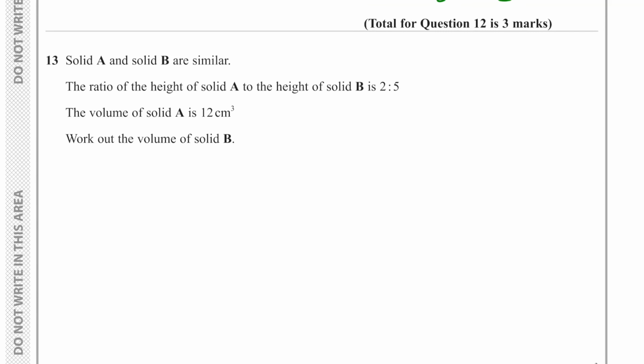Question 13. Solid A and solid B are similar. The ratio of the height of solid A to solid B is 2 to 5. The volume of solid A is 12 centimeters cubed. Work out the volume of solid B. So we know the ratio of the heights, 2 to 5. For volumes, when we have a volume scale factor, we have to cube it. So the scale factor for lengths is the ratio 2 to 5. That's for lengths. If it was areas, we would square it, which would be 4 to 25, but we want volumes.